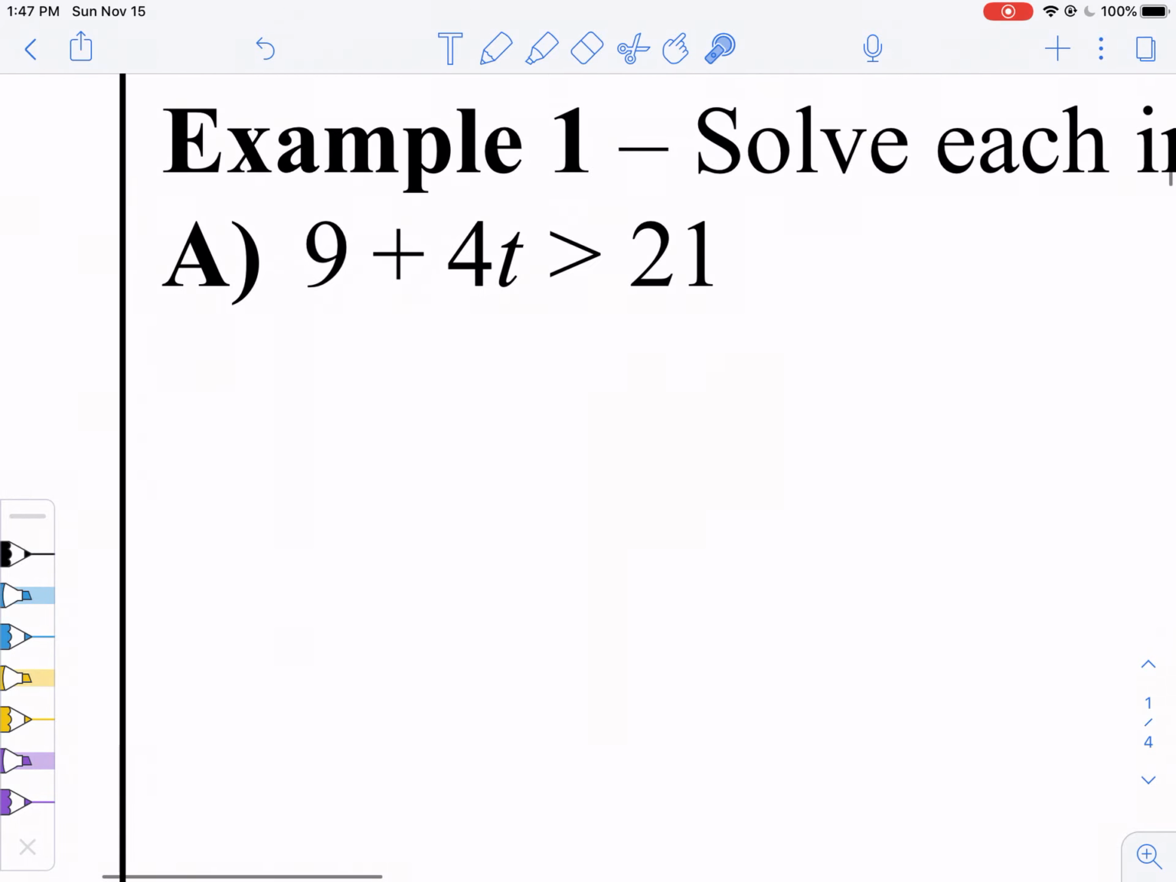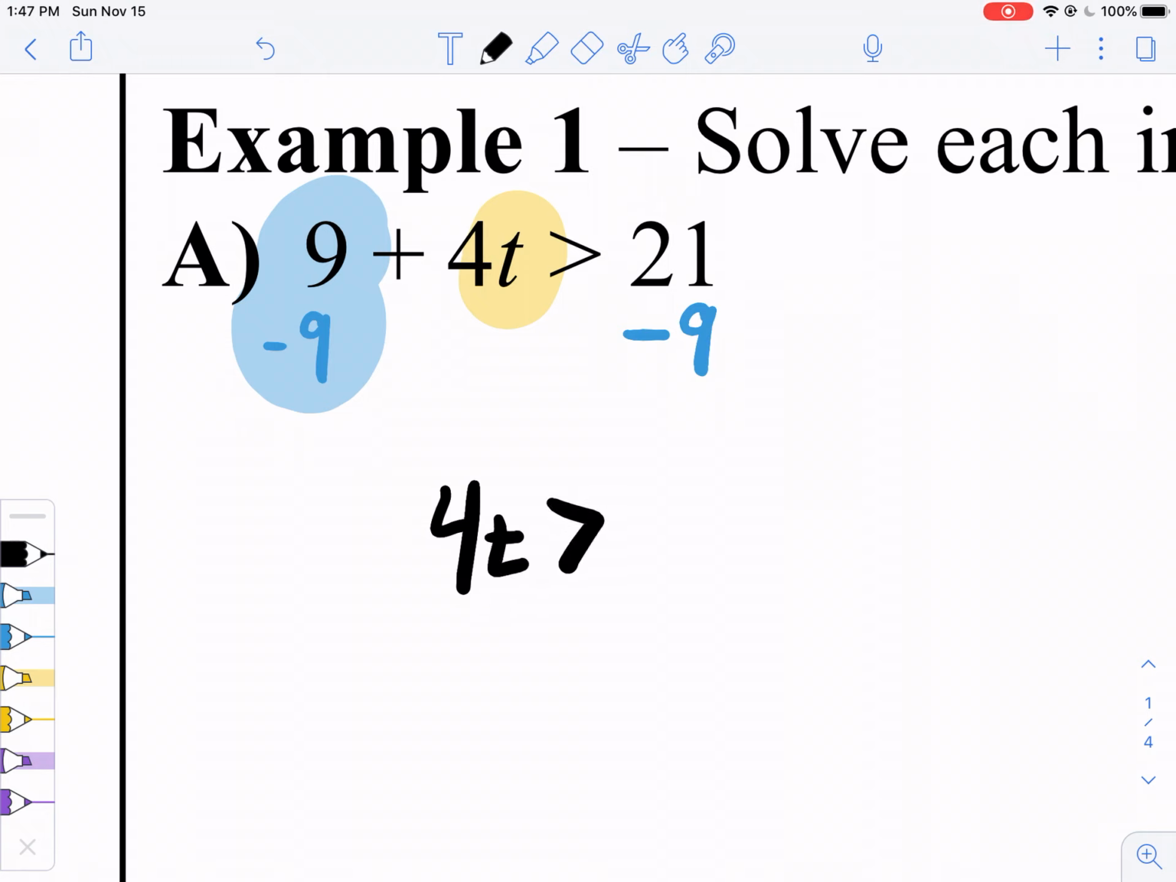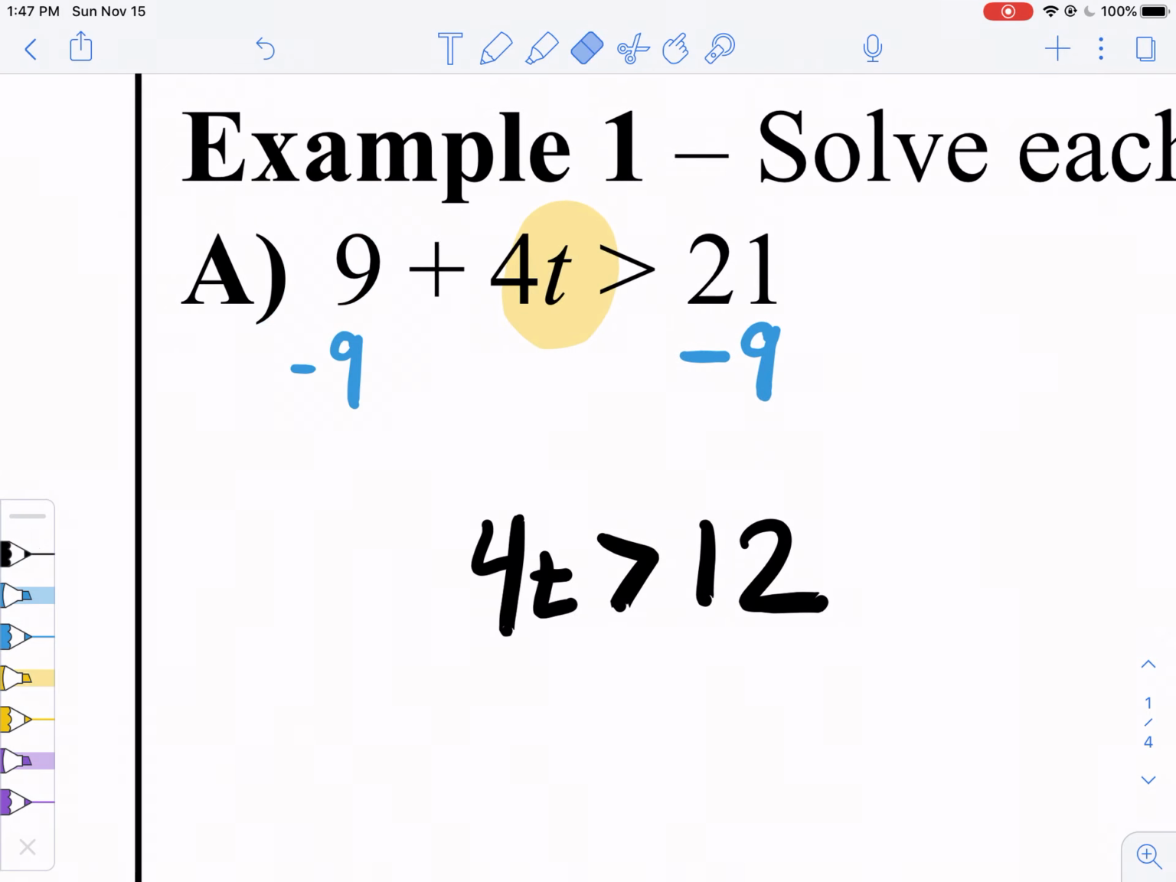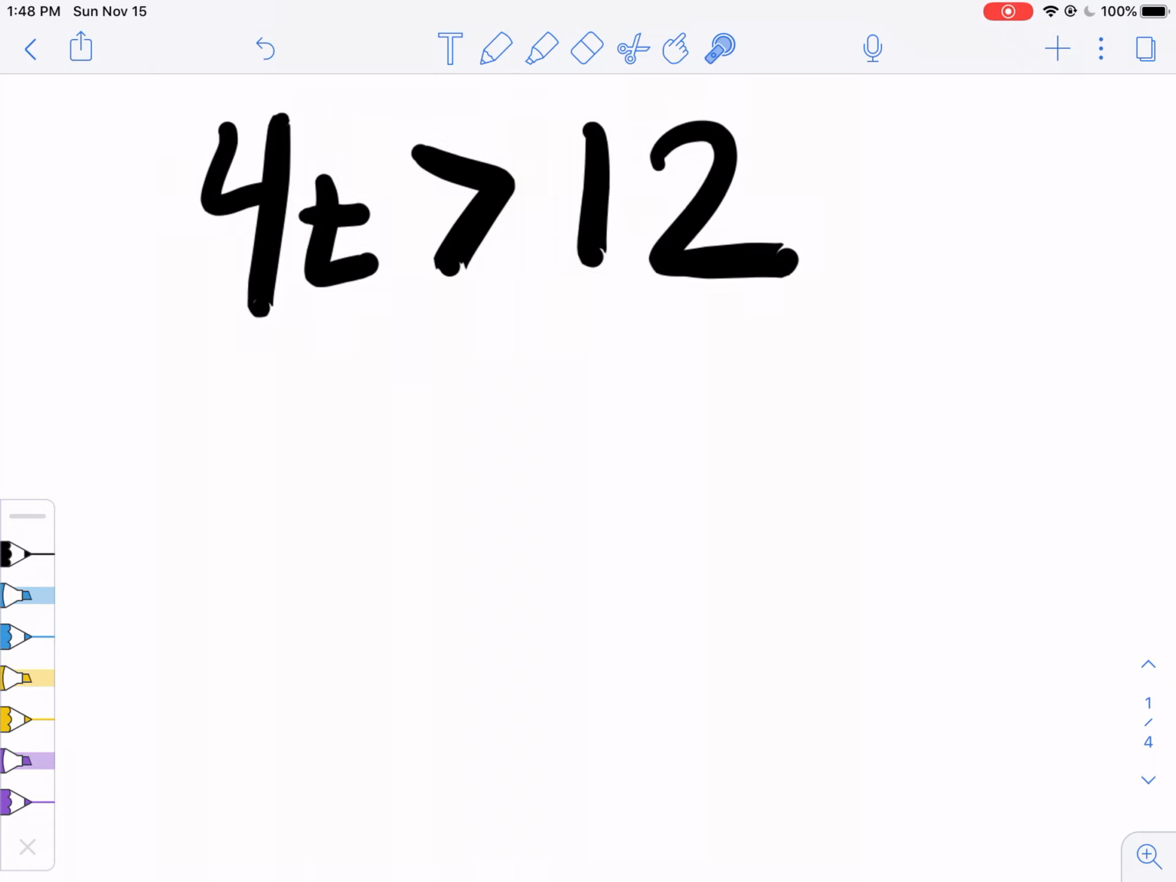So here we look at this guy. To start out, we've got 9 plus 4t is greater than 21. And our goal is always to get t by itself. So to undo what's happening to t, we're going to subtract 9 from both sides. And that will get rid of the 9 plus. So those cancel out. We're left with 4t is greater than 21 minus 9, which is 12. And now we have two equivalent inequalities. This one right here, 9 plus 4t is greater than 21, is equivalent to 4t is greater than 12.